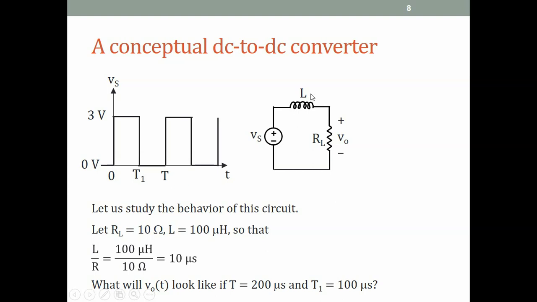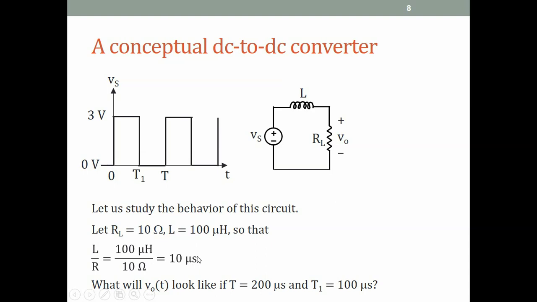Alright, now let us put some values to get a better sense of the behavior of this circuit. Let's make RL equal to 10 ohms and let's make L equal to 100 microhenries, which is a reasonable, realistic inductance value. This is a simple RL circuit, so it has a time constant L by RL, that is 100 micro by 10 ohms, so that is 10 microseconds.